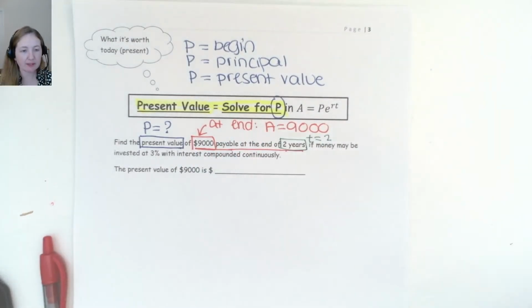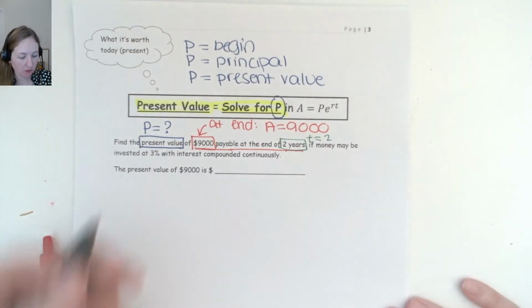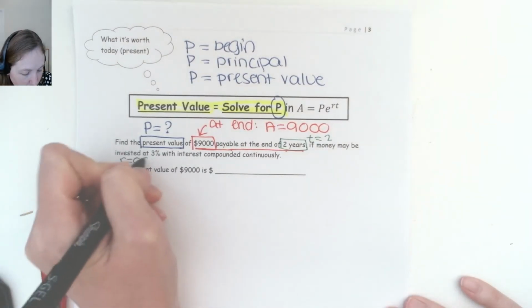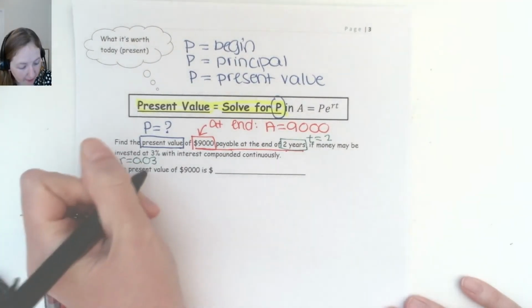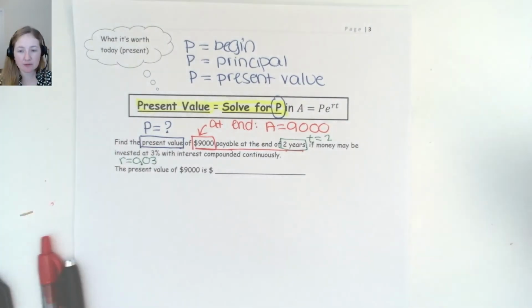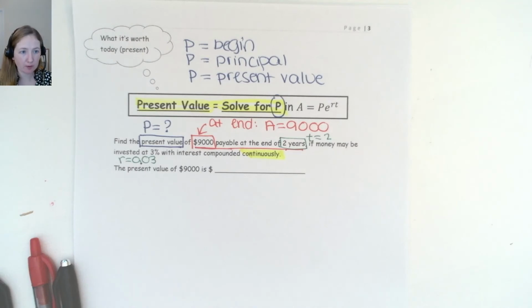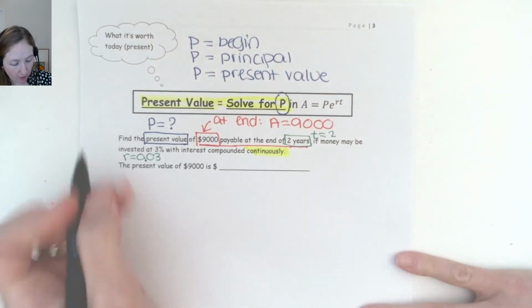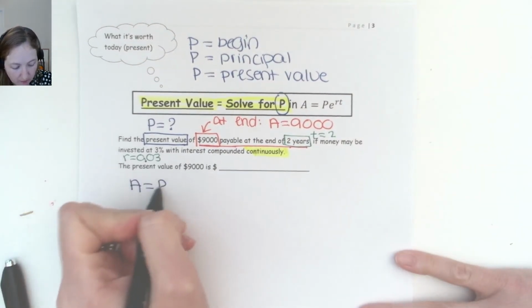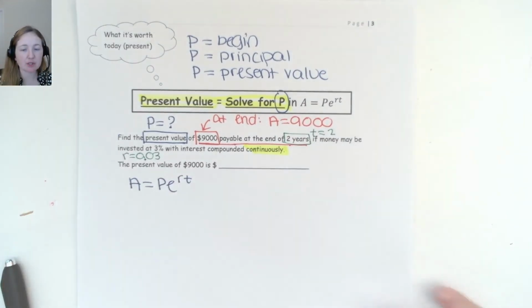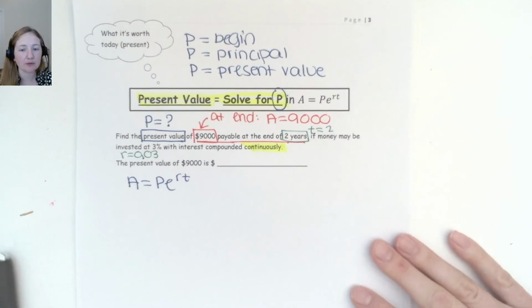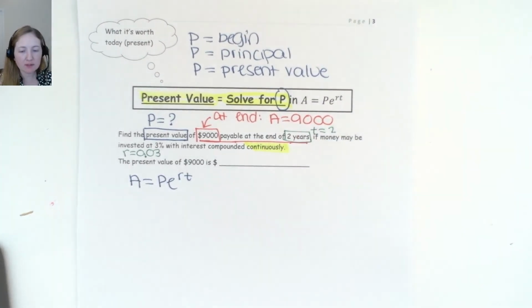And then it also says that the interest rate is 3%, so my R value would be 0.03. Now, it does indicate that it's compounded continuously, so that tells us we're using the Pert formula. All of these questions that are asking for present value will be a Pert question, so you can kind of assume that, but again, in the real world, you wouldn't necessarily be able to assume that. It says continuously, so we know we're using Pert.